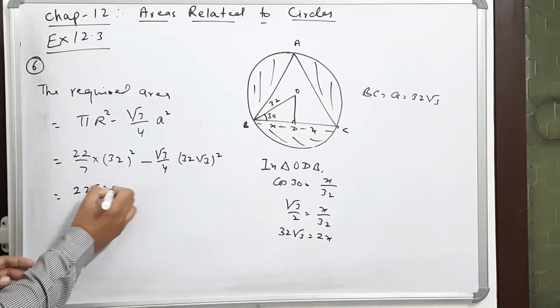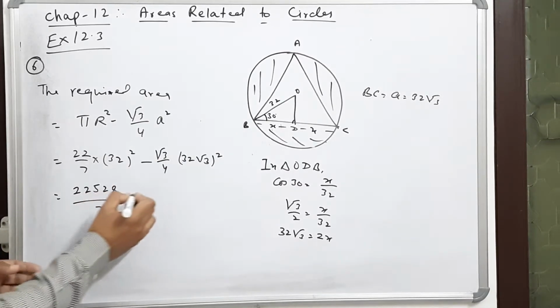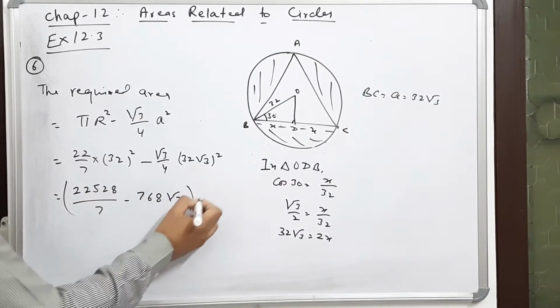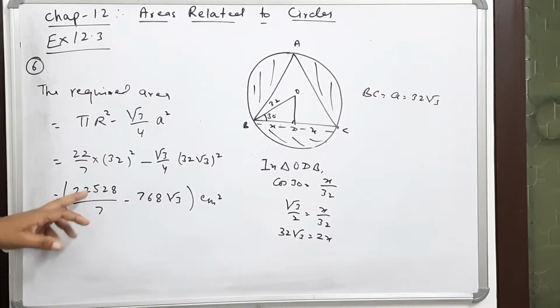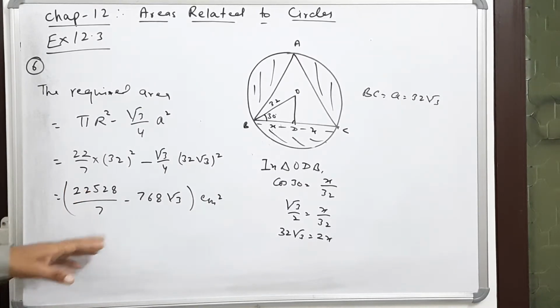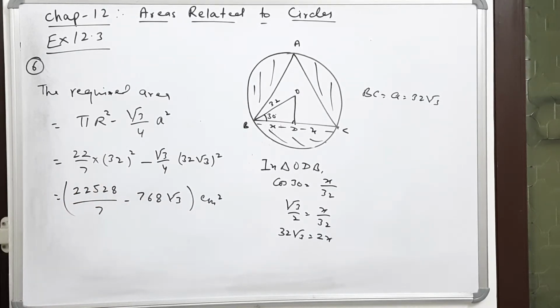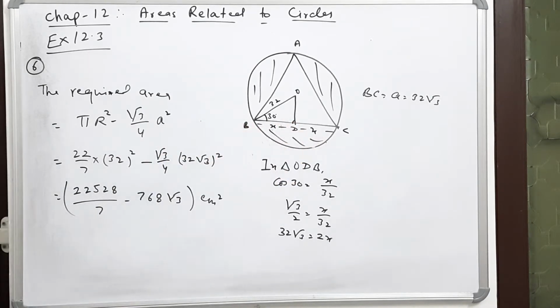22528 upon 7, and this part will be 768 root 3, this much centimeter square. As I told you, if you divide it by 7 it is non-terminating and will be in irrational form, so better you keep your answer like this only. The important part here is how to find the side of an equilateral triangle. Now I am taking the next problem. Please see.